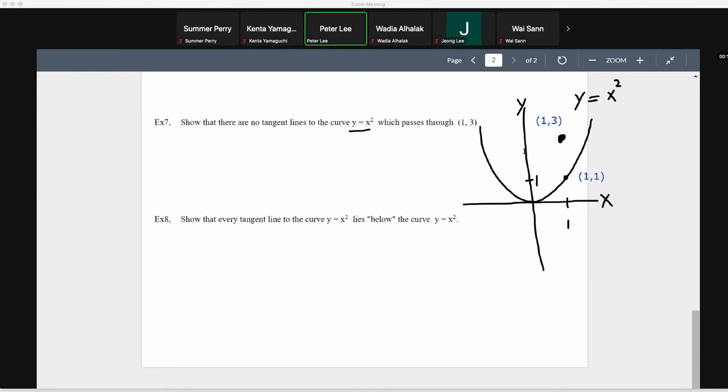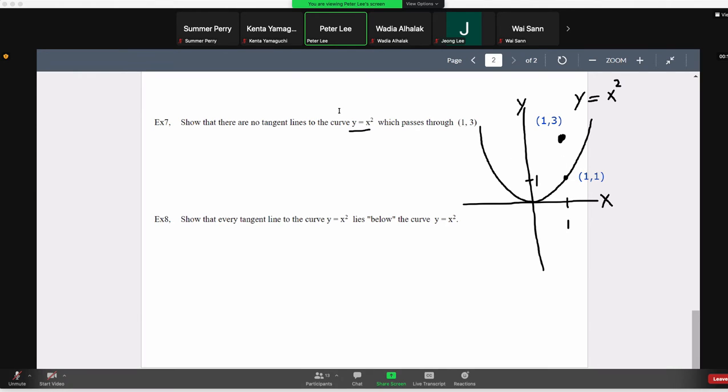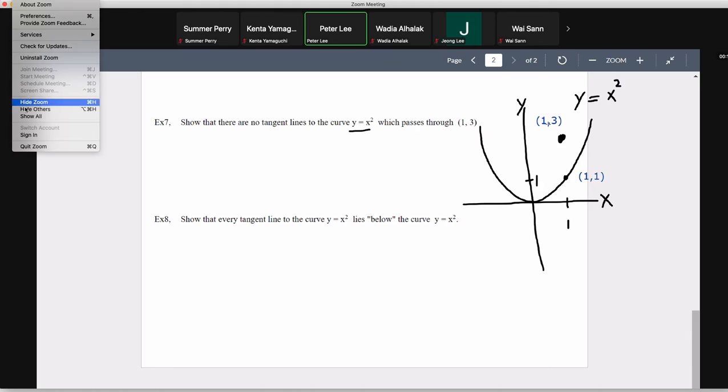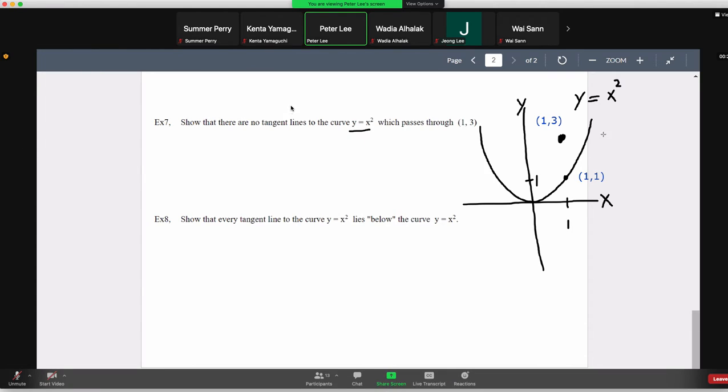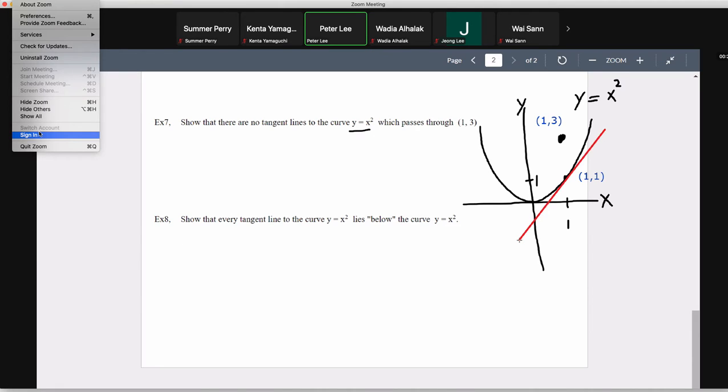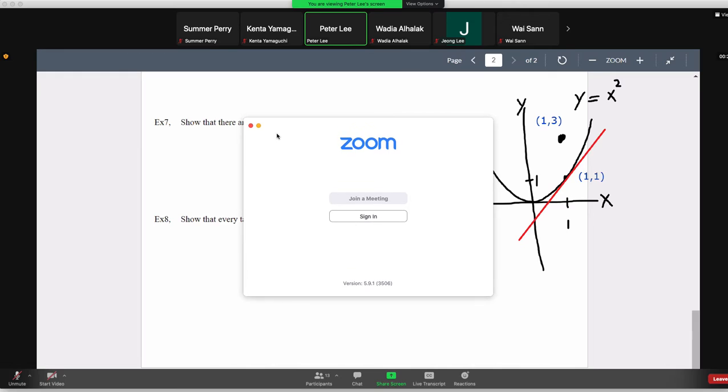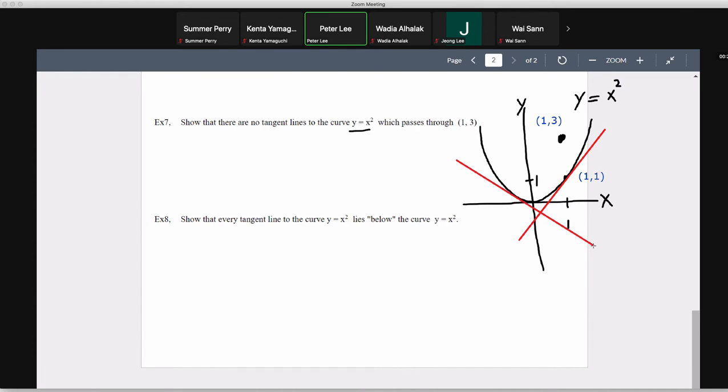Any tangent line to this curve, like this, tangent line here. So let's say we draw a tangent line here. That's the tangent line almost at 1, 1. And how about if we draw a tangent line here? Or if we draw a tangent line here, will any of these tangent lines pass through the point 1, 3?